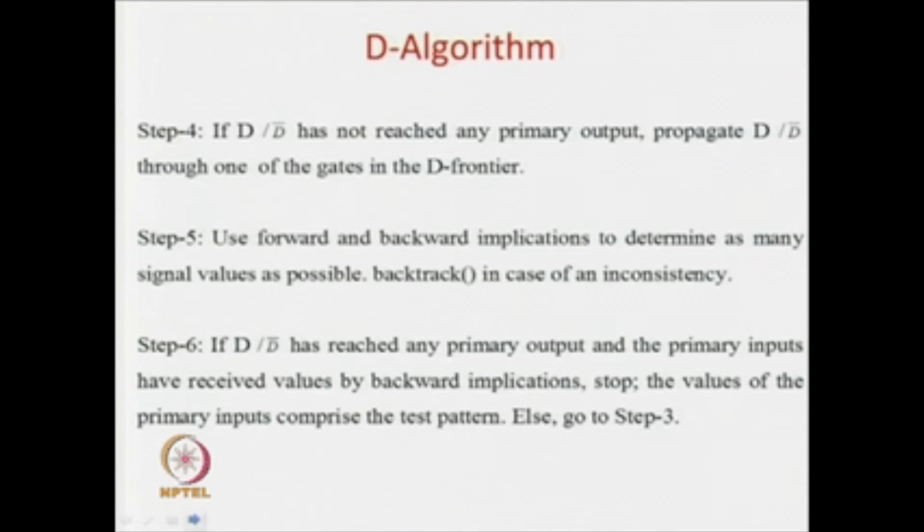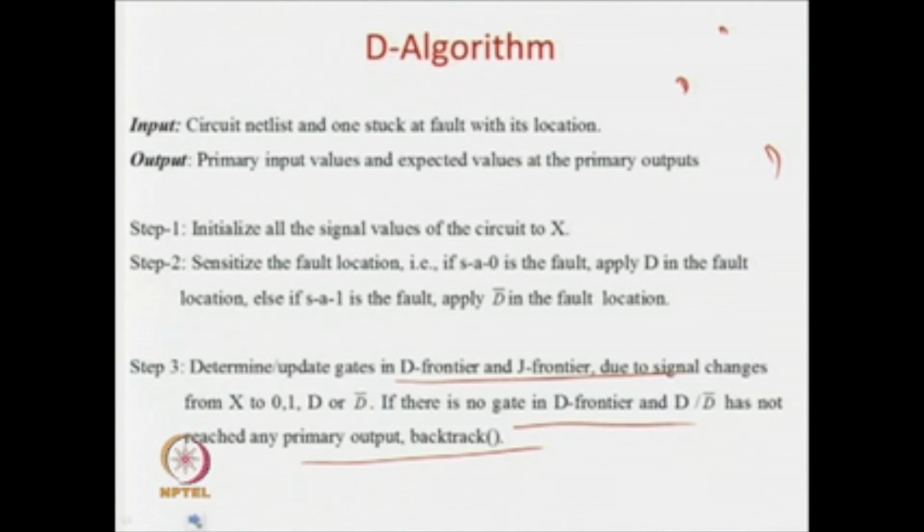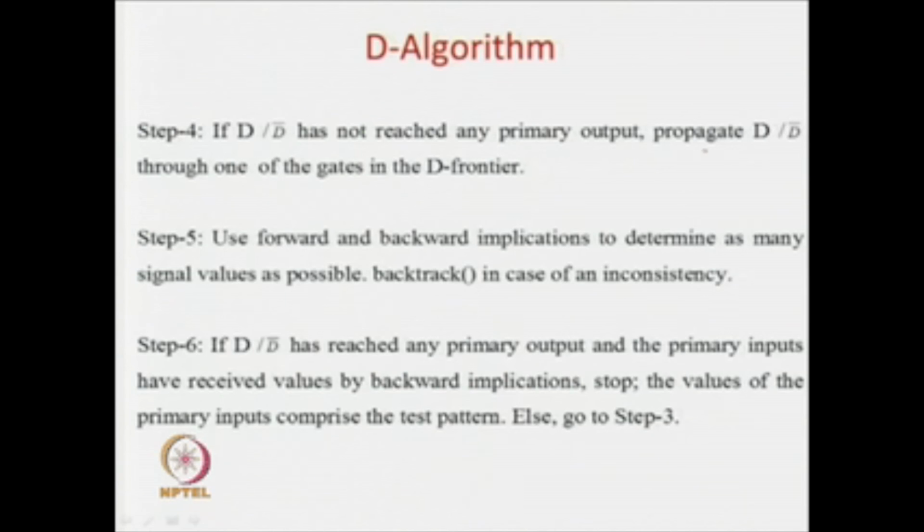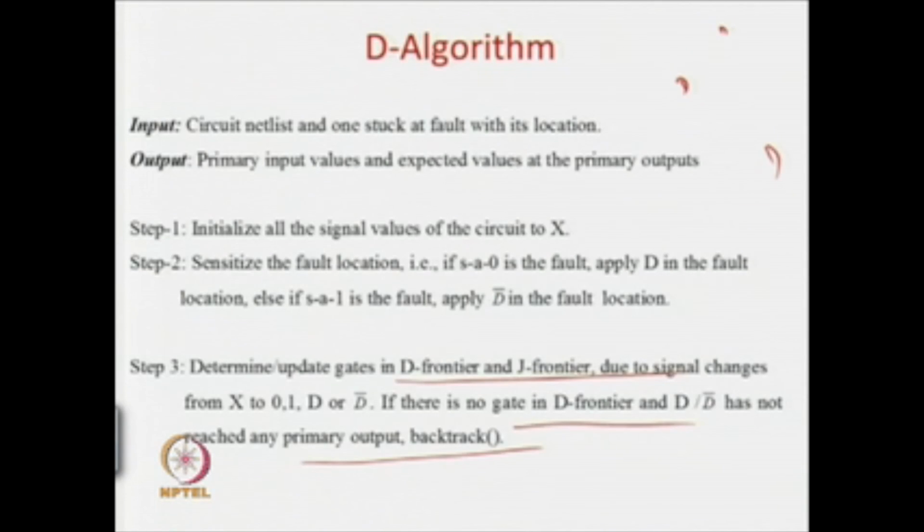Okay. So, now, right, that is what is being said. In step 4, if D or D prime is not at the primary output, propagate D or D prime through one of the gates in the D frontier. Okay, so that is what this step is saying. So, if there is no D frontier, then you backtrack.